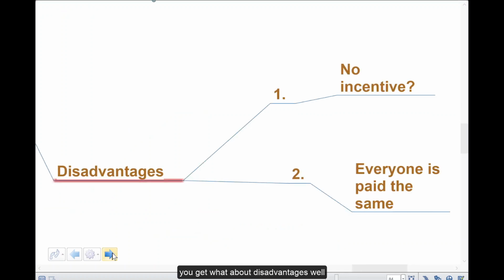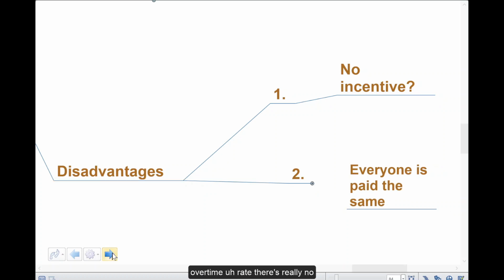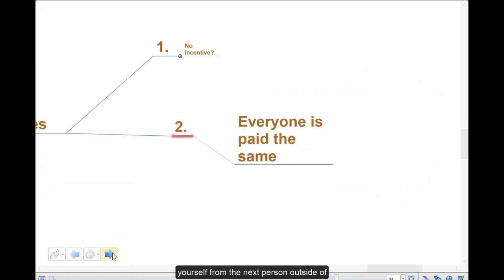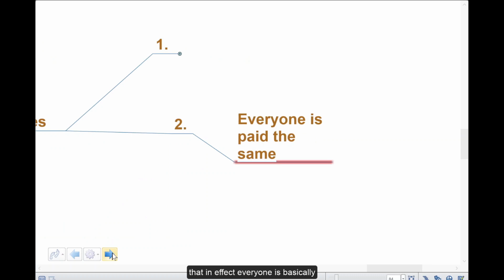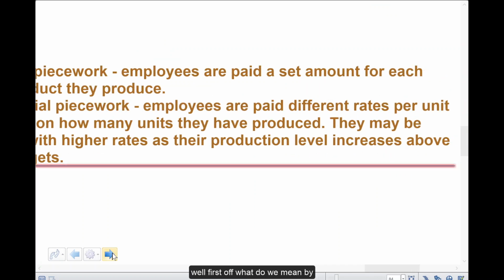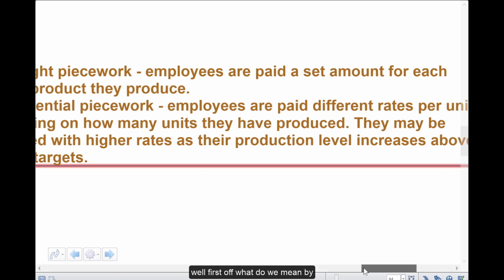What about disadvantages? Well, with standard rates, whether they're salary or wages, or let's say even an overtime rate, there's really no incentive because everyone gets the same. There's no incentive to differentiate yourself from the next person. Outside of that, in effect, everyone is basically paid the same. So some advantages and indeed some disadvantages. What about piecework? Does that solve the system? Well, first off, what do we mean by piecework?